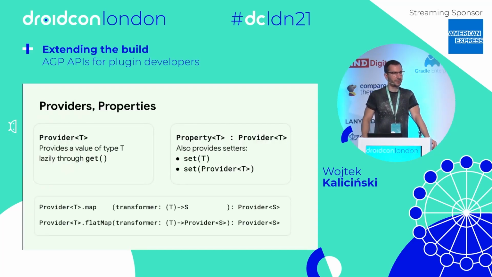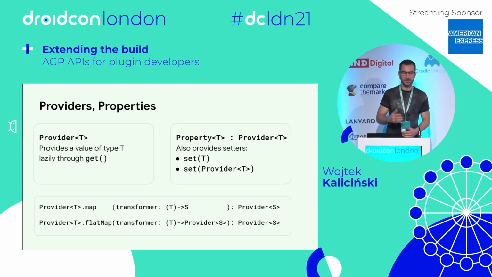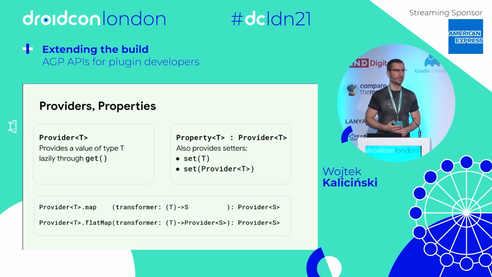So the two other very important methods that are supported on provider and property are these transformation methods called map and flat map. So in this case, you can transform a provider into some other type of provider in a lazy manner. So again, whenever you call map and flat map on a provider, you get another provider, but your transformation code did not execute yet. Only when someone calls get on the resulting provider will it kick off the whole sequence of events that will lead to actually creating that value that you need.